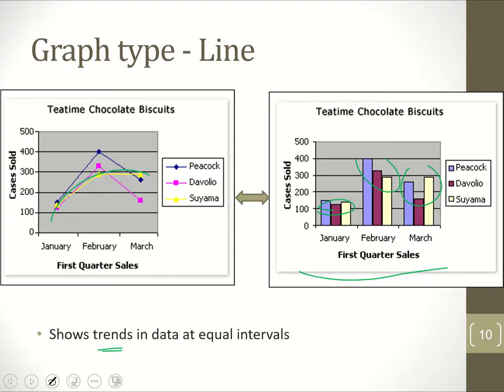Yes, you can get the same information from both. You can see this trend here, and you can see the differences between everybody here and here. But one emphasizes more than the other. The line chart on the left shows us trends from month to month, and the other one shows more the differences between the individuals.